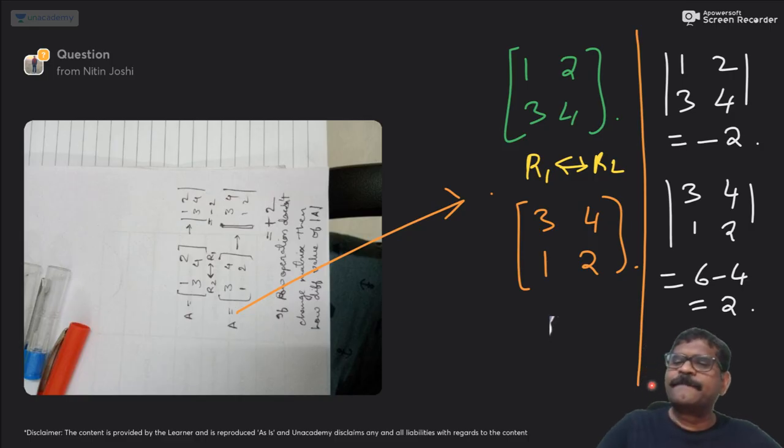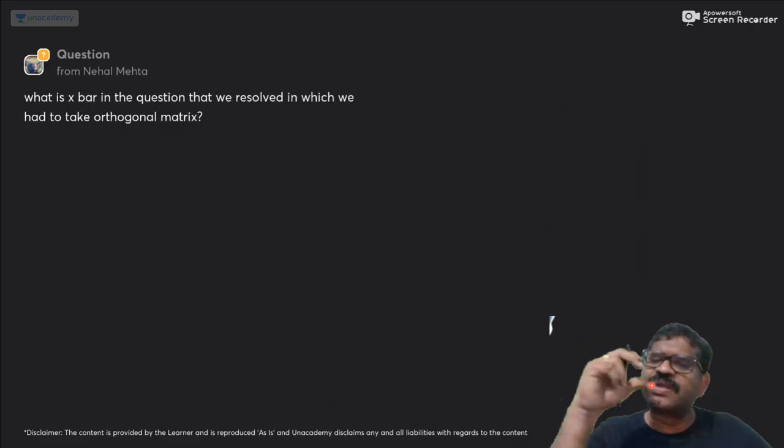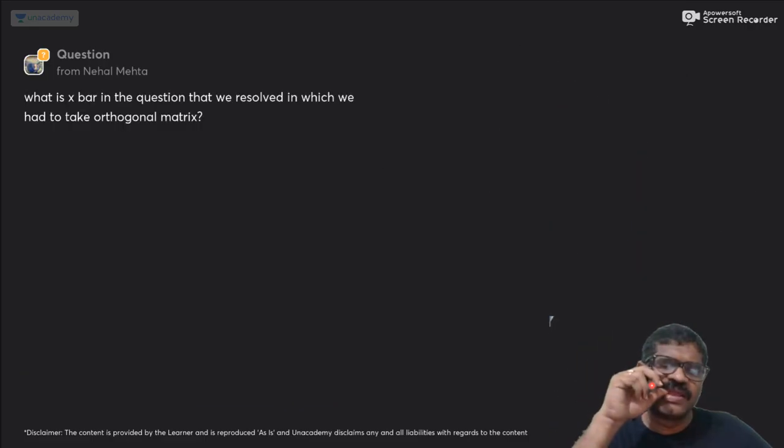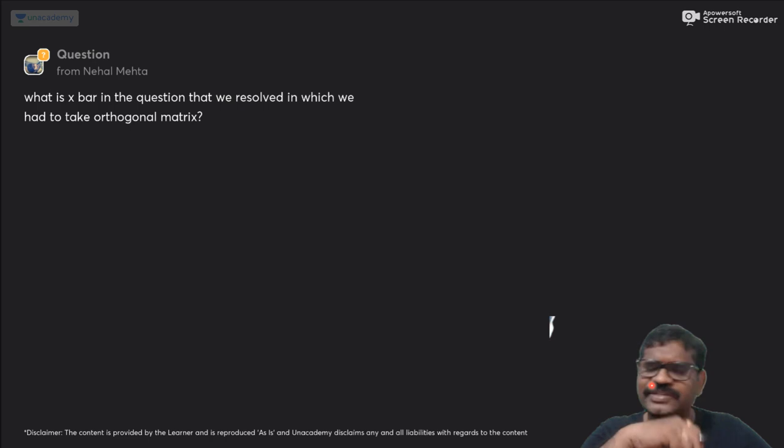Okay, next, another query. Nehal Mehta: What is X bar in the question that we resolved, in which we had to take an orthogonal matrix?